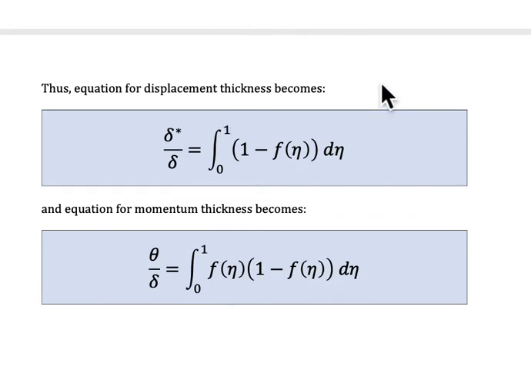For our notes, this is the displacement thickness equation, delta star over delta, for a function of eta, and this is the equation for momentum thickness for a function of eta. It looks similar to the previous equation, so I hope you don't confuse them. The major difference is that the limits need to be changed. Instead of 0 to delta, you need to use 0 to 1 as your limits now.